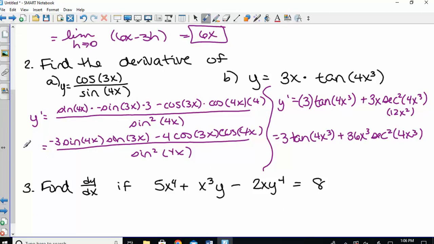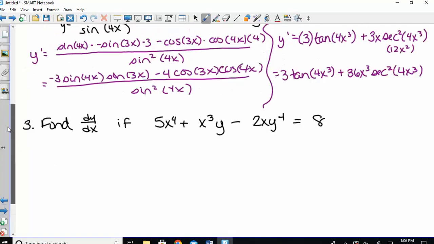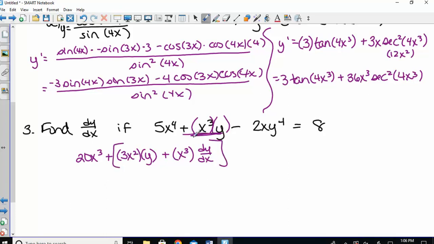All right. Number 3, dy/dx. So we're going to have to use implicit differentiation here. Derivative of 5x to the 4th would be 20x cubed plus, we have to do the product rule here. So derivative of the first times the second plus the first times derivative of the second. Derivative of y is dy/dx. So this piece right here is my derivative of the x cubed y.